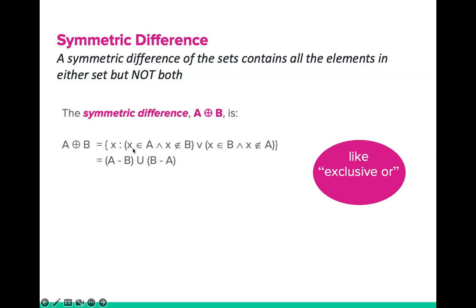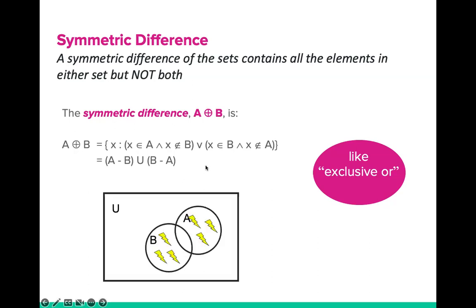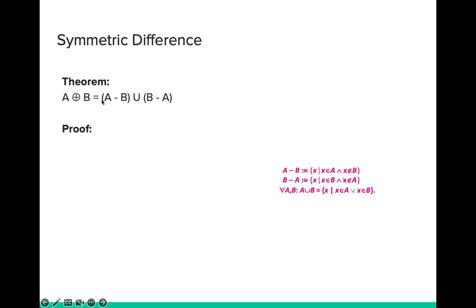So we have A minus B union B minus A, right? Graphically shown, this is how it looks. We are taking all the elements that are either in A or in B, but not those elements that are in both A and B. We have this theorem: A XOR B is equal to A minus B union B minus A. So how can we prove this one?